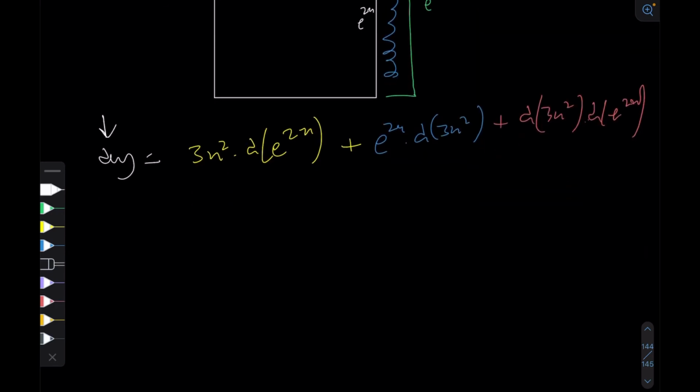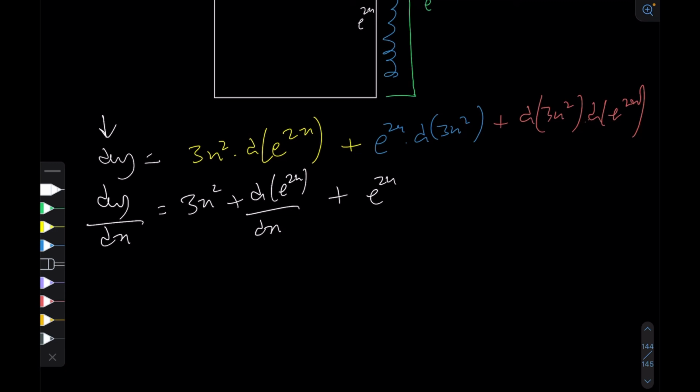I can divide it by the change in x to get the differential. So the change in y over change in x would be 3x squared multiplied by the differential of e to the 2x, plus e to the 2x multiplied by the differential of 3x squared, plus the differential of 3x squared multiplied by the differential of e to the 2x.